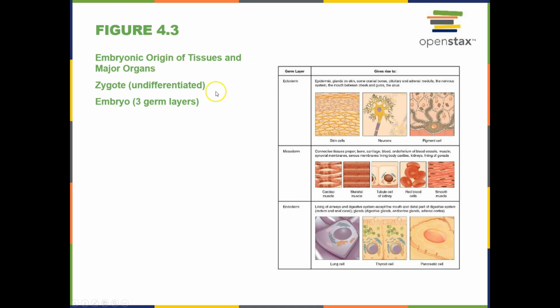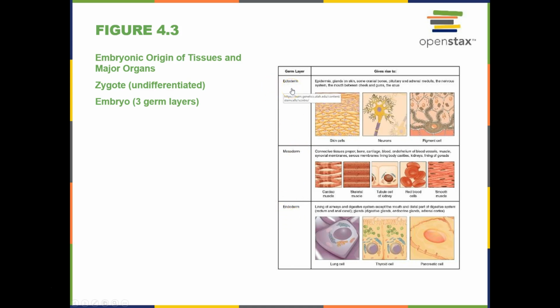So all of these tissues came from the same undifferentiated cell, and that is called a zygote. The zygote is a totipotent stem cell that eventually undergoes multiple mitotic divisions and specializations. And by the end of week 3, we no longer have a single cell. We have a multicellular organism that has 3 different germ layers. We have the ectoderm, the mesoderm, and the endoderm.